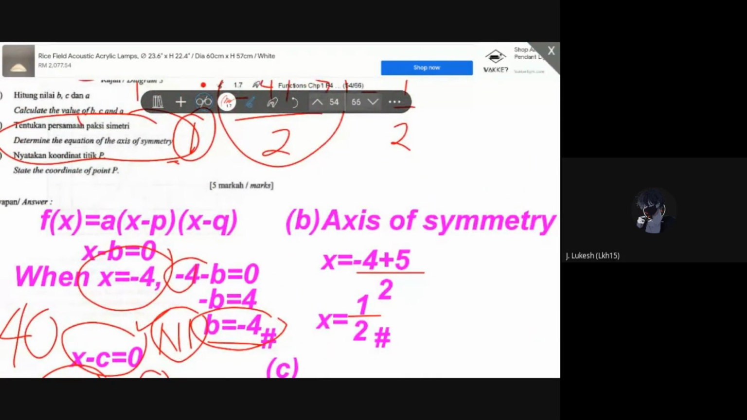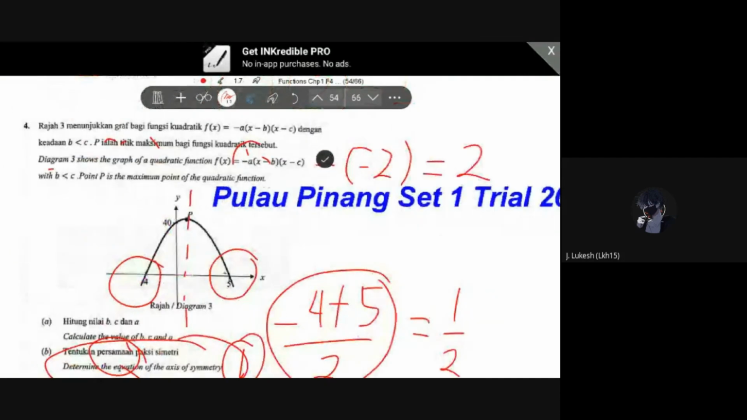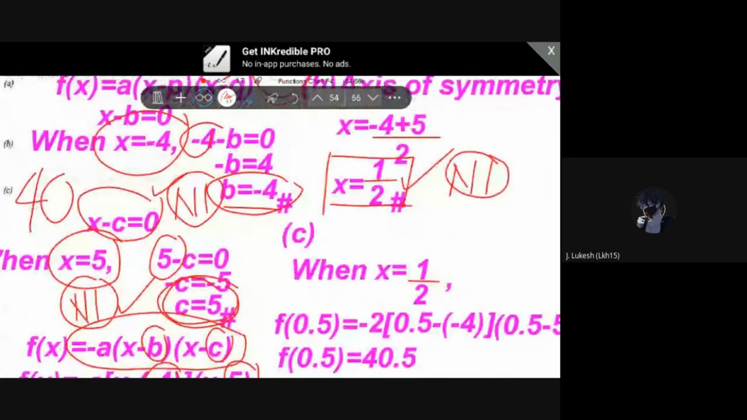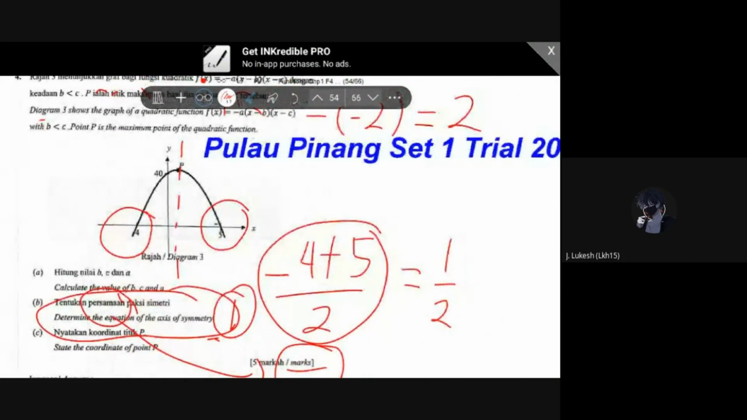So, you will get 1 over 2 kat sini. So, bila kamu dapat 1 over 2, kamu dapat 1 markah. Remember, tulis X sama dengan 1 over 2. Tahu, jangan tulis 1 per 2 saja. Sebab persamaan kena ada sama dengan. Simbol ni kena muncul dalam jawapan kamu. This symbol has to appear in your answer. So, equation always write equals to. Okay? So, now see. How to find coordinate P? Macam mana nak cari coordinate P?